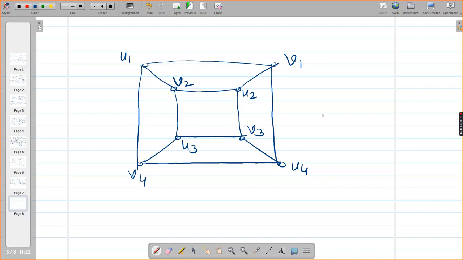It is a bipartite graph. Okay, tell me the bipartition, and check whether it is a complete bipartite. Both you have to check. Let me take the attendance first, then we'll discuss.